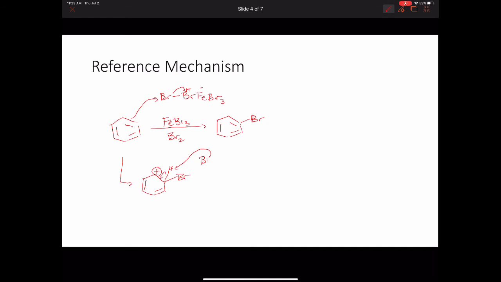How do you think you would get from here to your product? You have to reestablish that conjugation, right? You can actually use a base, but we don't actually add a base in this case. Instead, the bromine that you pushed the electrons onto in the iron complex will come and abstract that hydrogen, and you'll form HBr as a byproduct. I don't actually draw that, but that's what typically happens.